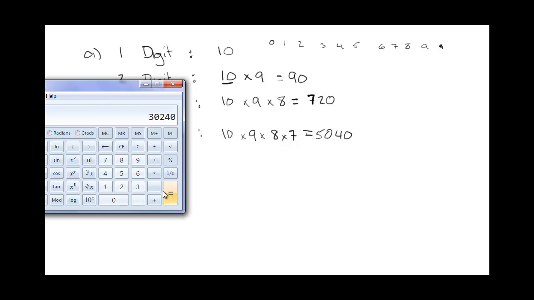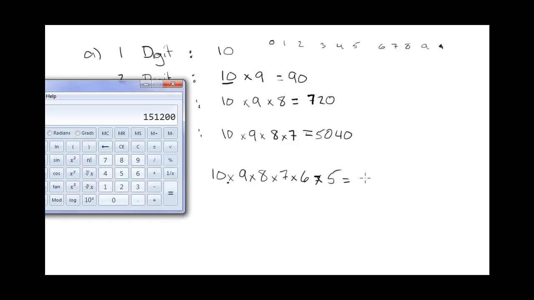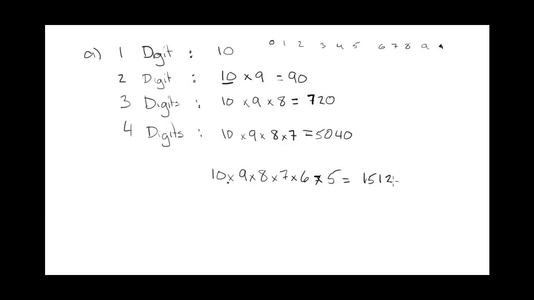Let's add times 6. Does that get me there? No. Sorry, not 7, times 5. Does that get me there? Yes, that's above 60,000. So I need 10 times 9 times 8 times 7 times 6 times 5, which equals 151,200. So this is bigger than 60,000. Well, way bigger than 60,000.